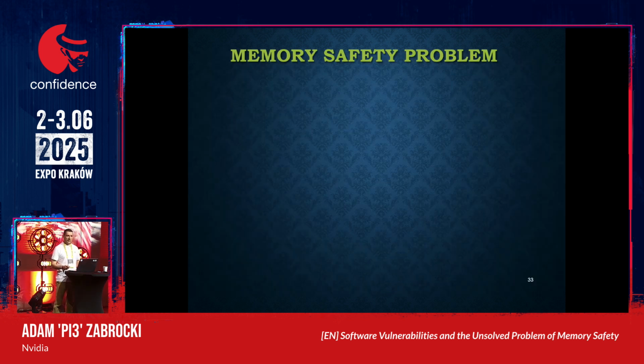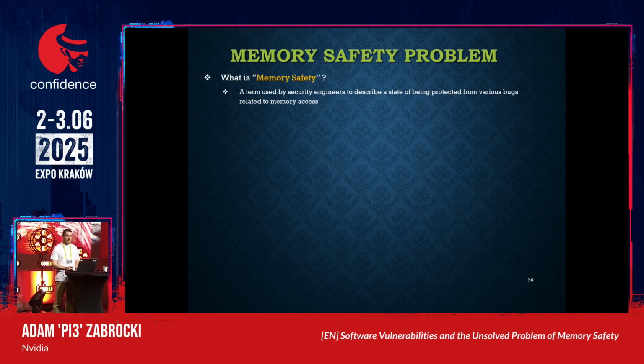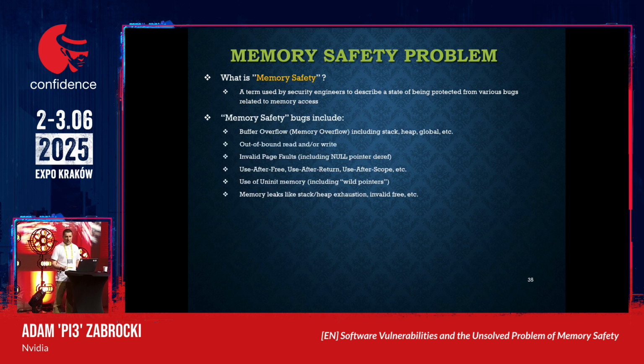And we cannot speak about software vulnerabilities without speaking about the memory safety problem. So basic question, what is memory safety? Memory safety is a term used by security engineers to describe the state of being protected from various bugs related to memory access. And not every security bug is a memory safety bug.